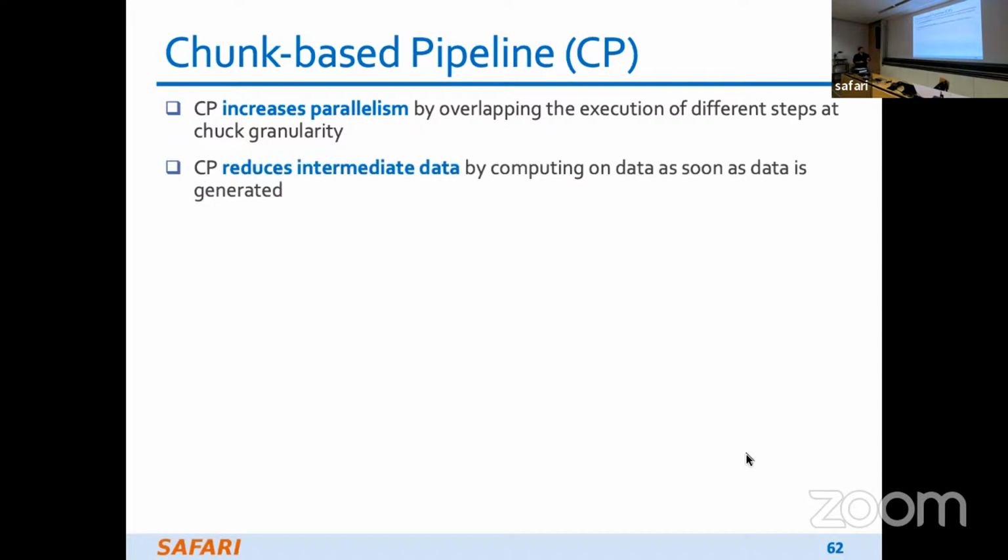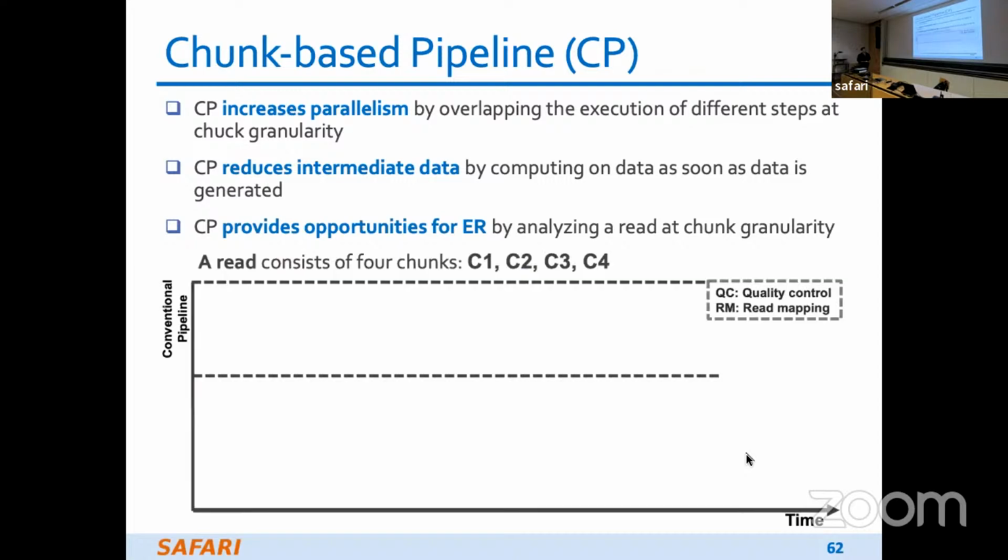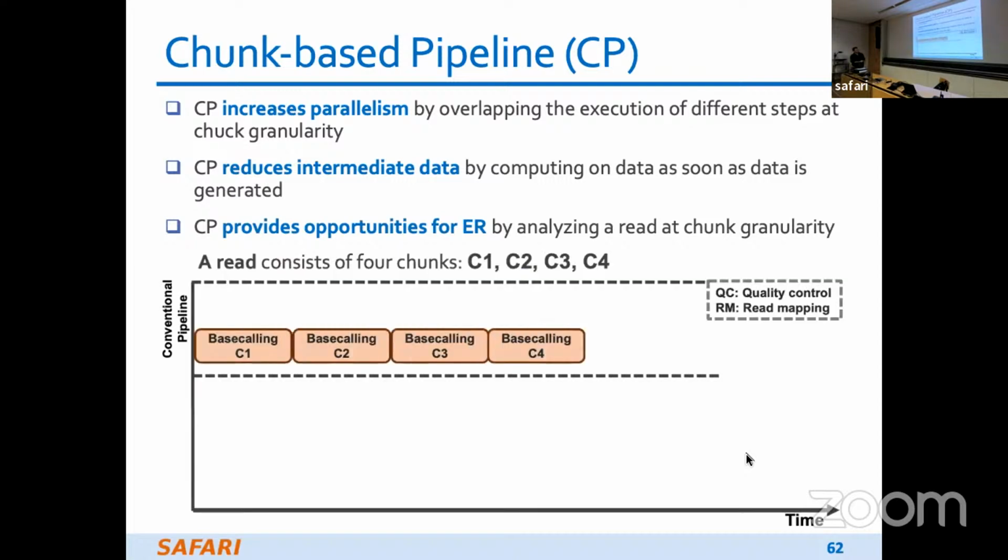So there are two steps in GenPip. One is something we call chunk-based pipeline, or CP. What it does is essentially, I'll actually illustrate this instead of showing the text. So this would be your conventional pipeline in base calling. You have this full raw signal, and then you would be base calling it chunk by chunk.